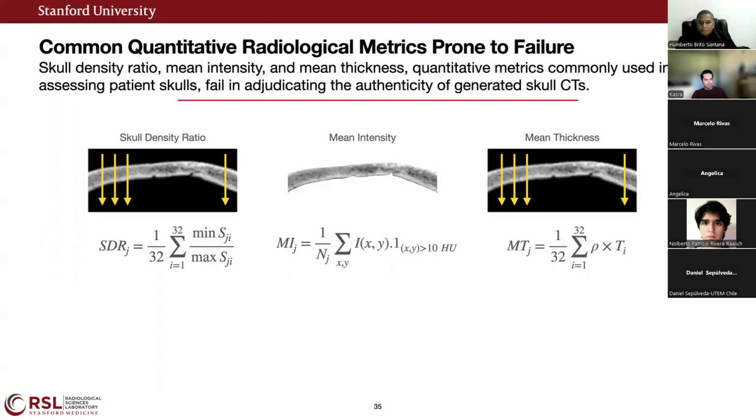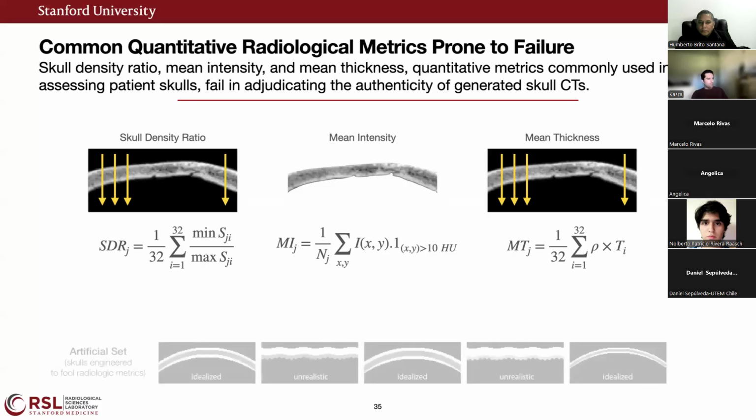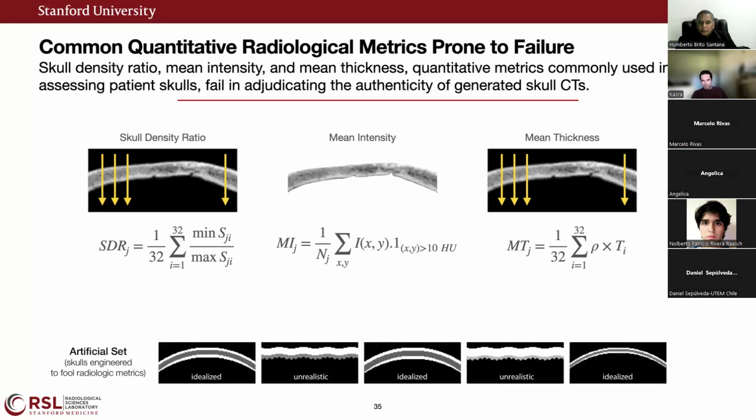It's just too simplistic. In fact, to prove our point that these methods that are common in the field were really simplistic, we generated these artificial sets of skulls. You can see these are toy models. We had a group that we called idealized ones. They look like a perfect skull. You have 3 layers and they're semicircular. And we also generated these unrealistic ones that are just these squiggly shapes. Our intention was to show that even with these toy models, we can fool these radiological metrics.